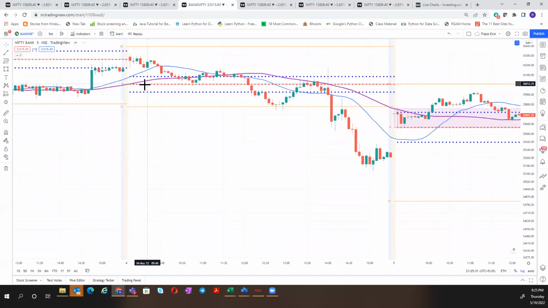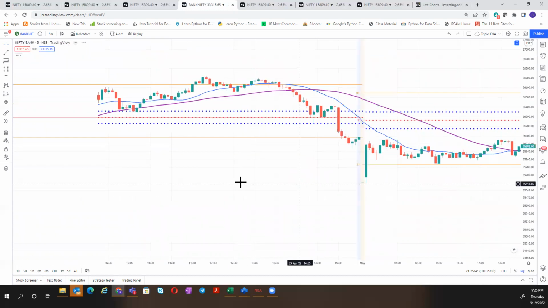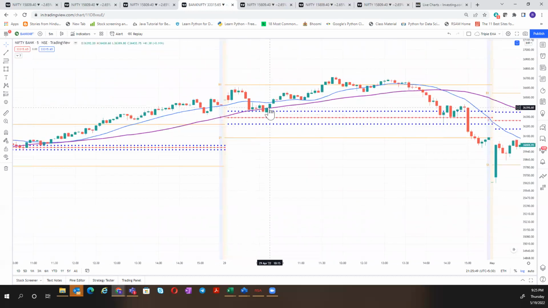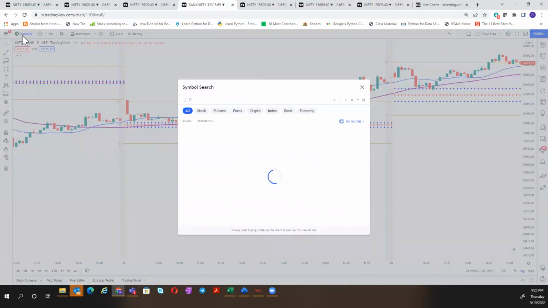Same thing here, near central pivot, 50 SMA comes above, goes down, comes up, goes down. The mere 50 SMA staying above 20 can tell you which side the trend is. It's going to act as a resistance, right? Taking support on 20, taking support on upper circuit, it goes up. Watch here, goes up. Now let me take Tesla.